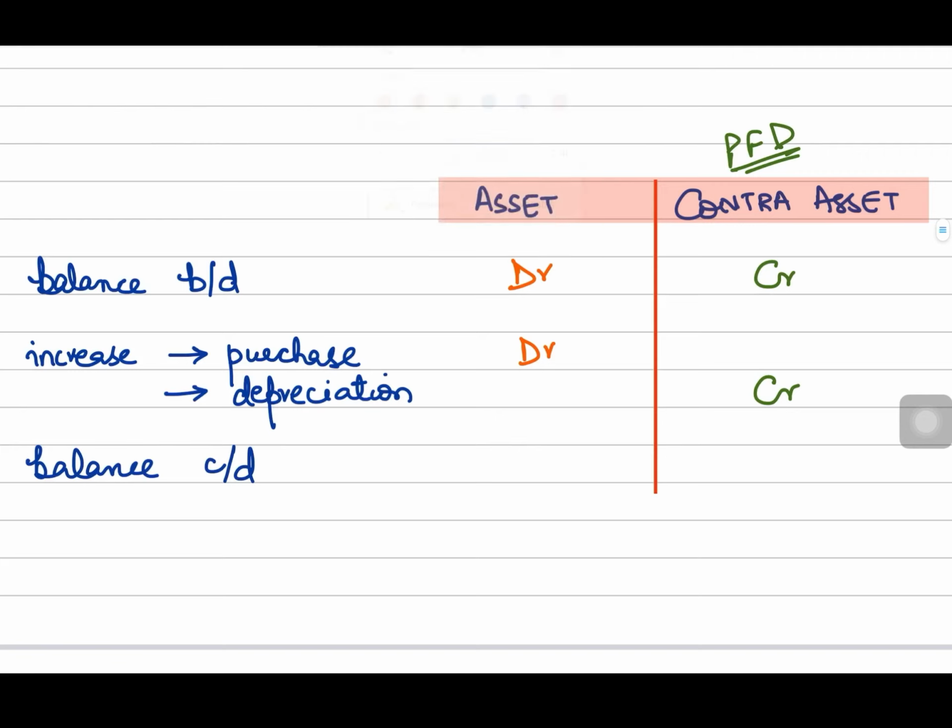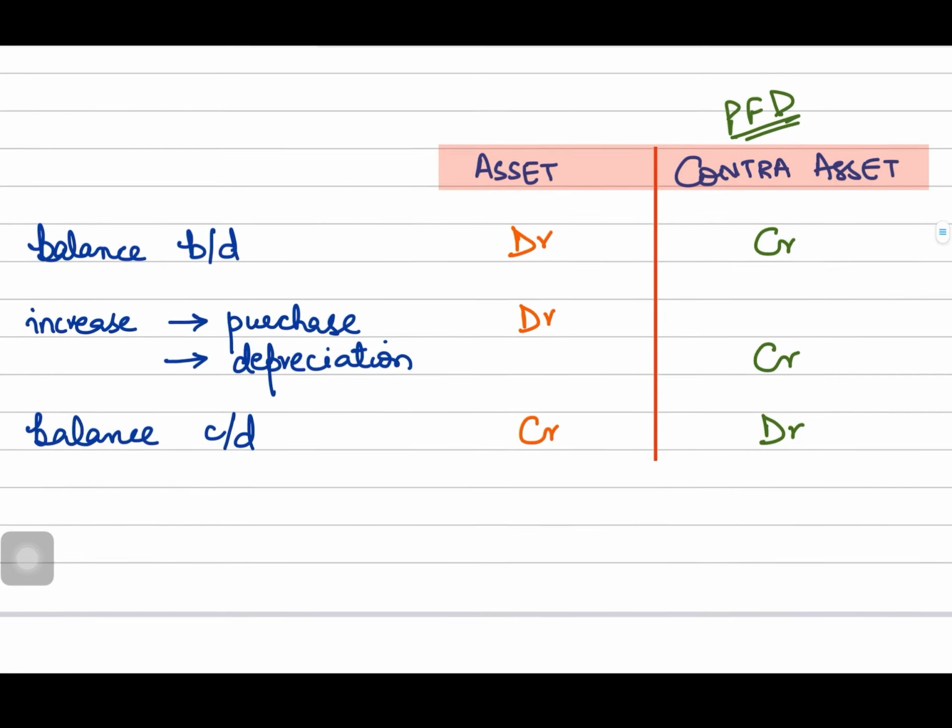And lastly, if I have the balance carried down for an asset account, that we know will be recorded on the credit side, the opposite side. And if I have the balance carried down for the provision for depreciation account, that will be recorded on the opposite side, that is the debit side. So, this is how we record the opposite entries in a contra asset account.